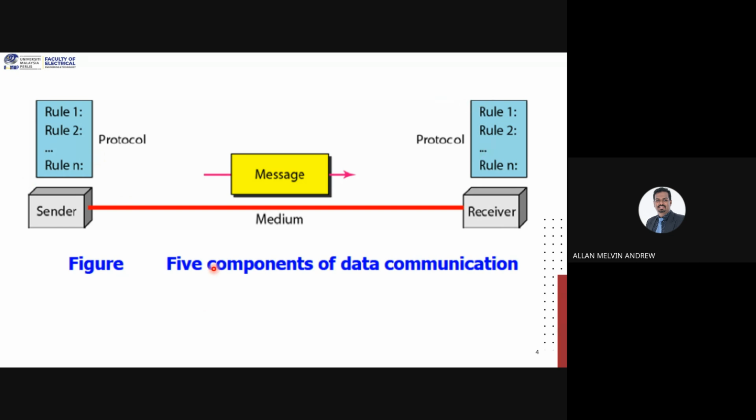Okay, so the five components of data communication are sender, receiver, message, the medium, and also the protocol. Okay, so those are the five components of data communication.